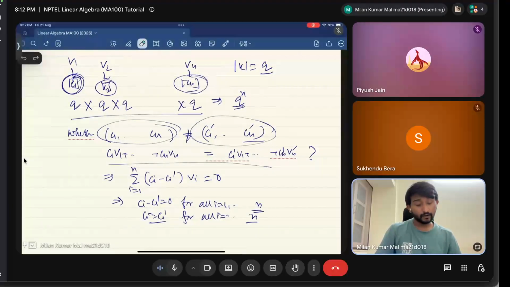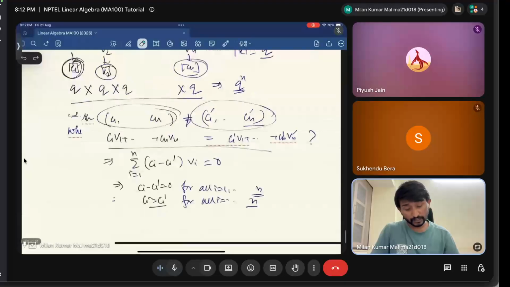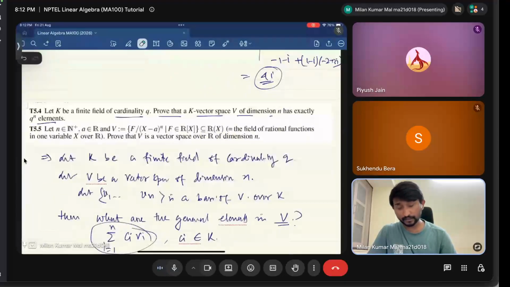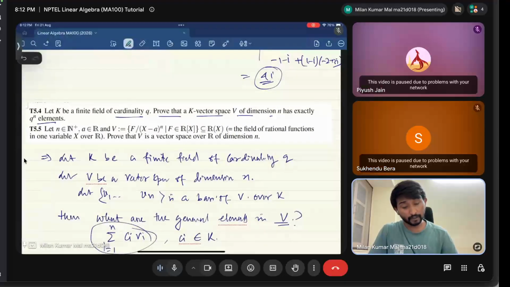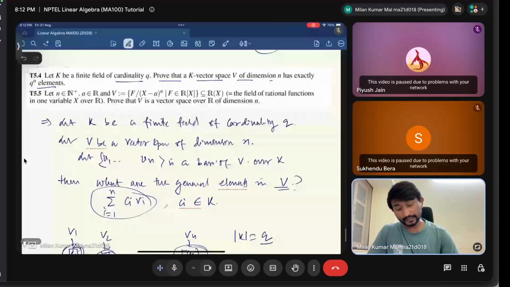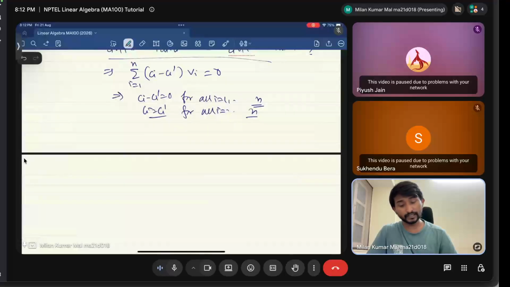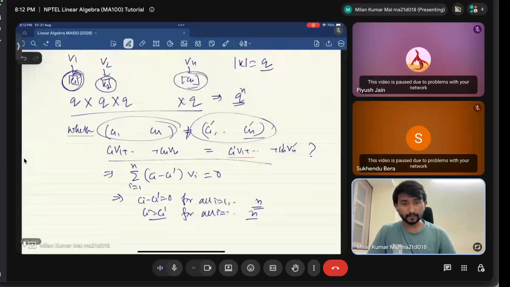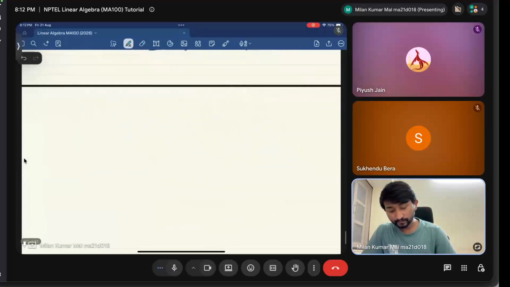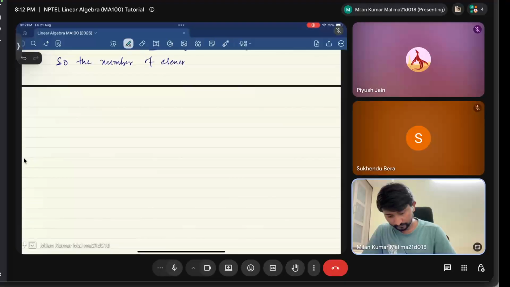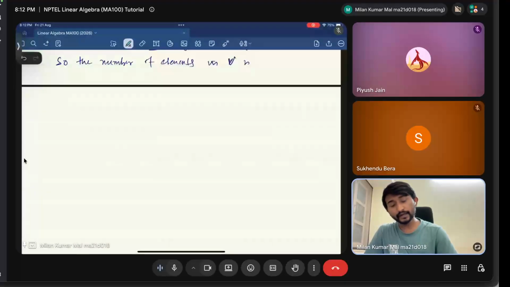Okay, so this is what it is. I hope it is also clear. So the question is about the number of elements, not the dimension. The space has exactly q to the power n elements. So that means we are getting distinct elements for the distinct tuples of the field elements. Note that in this q to the power n number of elements, 0 is also one of the members.